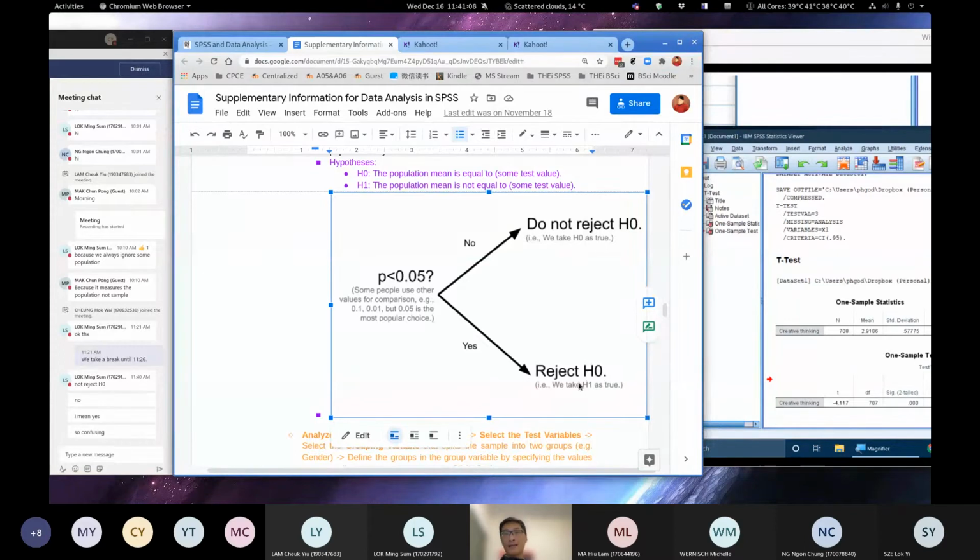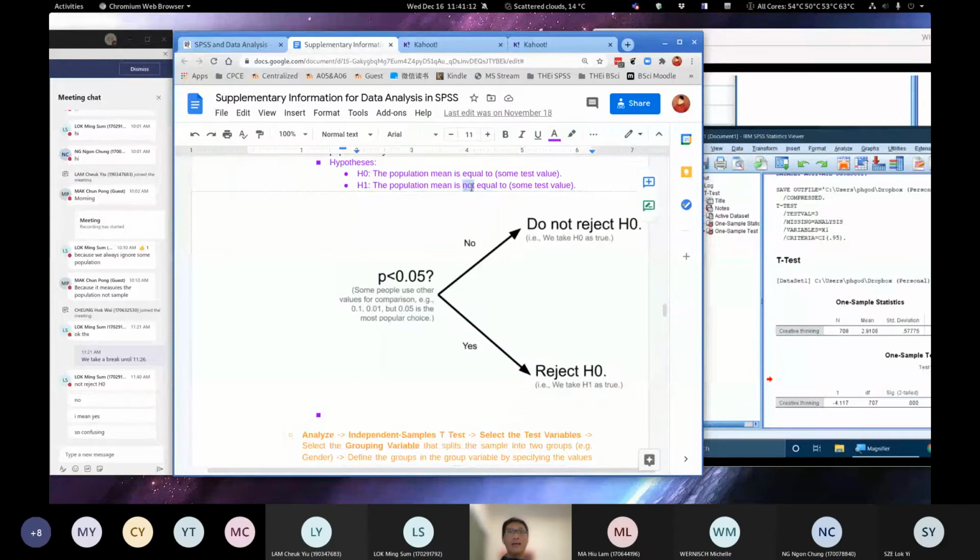Reject H0 means that we take H1 as true. So in other words, we say that in this case, the population mean is not equal to 3. That is the answer given by SPSS. And you say that is so confusing. Yes, that is true. I agree with that.